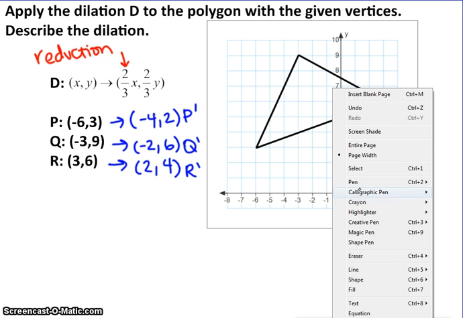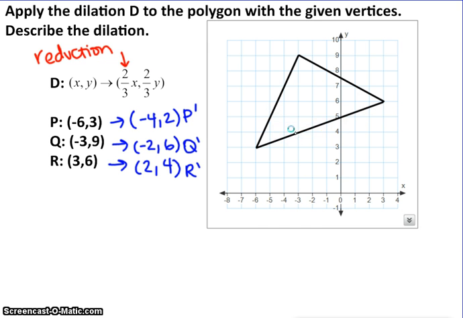That is the original figure. Let's get a different colored line and draw my reduction. So (-4, 2), (-2, 6), and (2, 4). Alright, so what we have here are two similar figures, where the red is a reduction of the black.